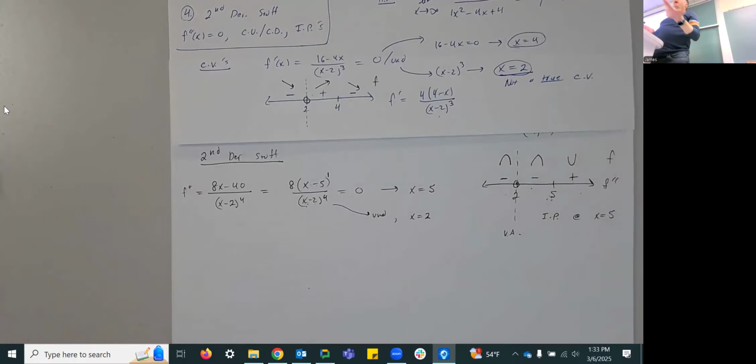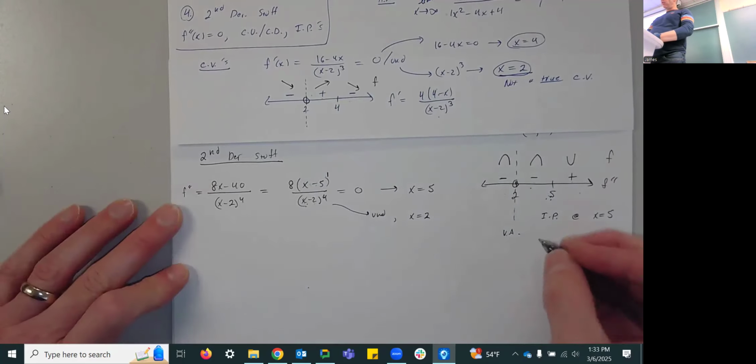Unlike maxes and mins, where it matters what order we change in, right? If you go positive to negative, it's a relative max. If you go negative to positive, it's a relative min. For concavity, it doesn't matter. You're just saying the concavity is changing. It doesn't matter if it's from negative to positive or from positive to negative. Either way, you'd have an inflection point.